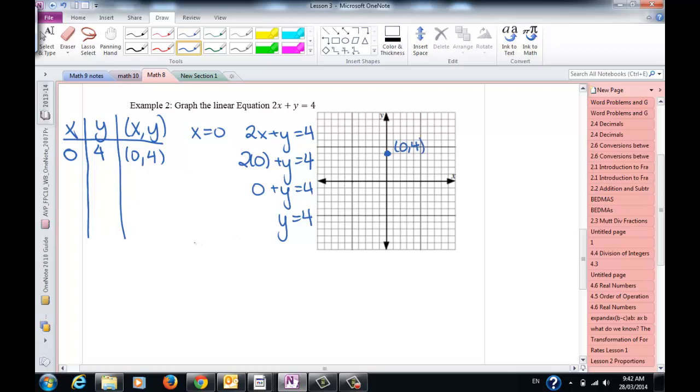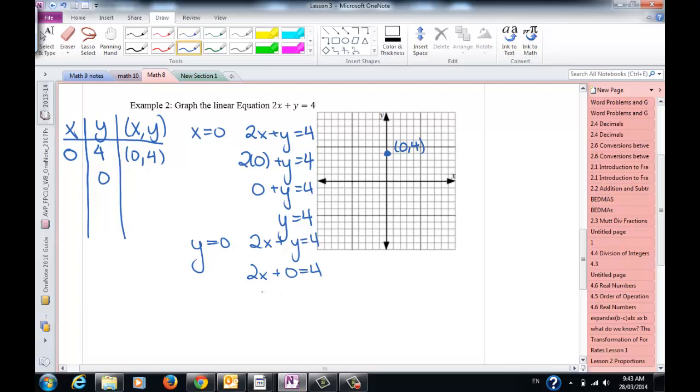Alright, now I'm going to choose y equals 0 because that was nice and easy last time. Now again, remember, this might not work. You might not get a nice integer out of it. And in that case, you'd have to choose a different number. Our equation is 2x plus y equals 4. I'm substituting y equals 0, so wherever I see that y, I'm going to put a 0 in.